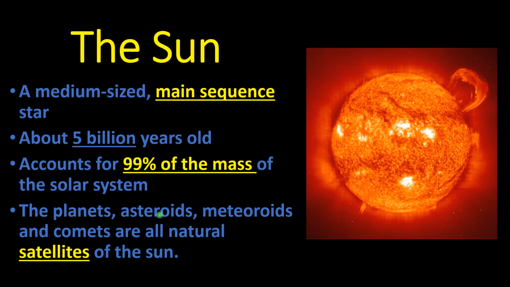And that's why all the objects revolve around the sun and not the other way around. So the planets, asteroids, meteoroids, comets, all things we'll talk about today, they're all what we call natural satellites of the sun. Satellites are any object that is orbiting another. So if we want to apply this to the Earth, what is the natural satellite of the Earth? Well, that would be the moon. That's the object that's orbiting around us. And of course, there are man-made satellites, which we put up into space, that orbit as well.